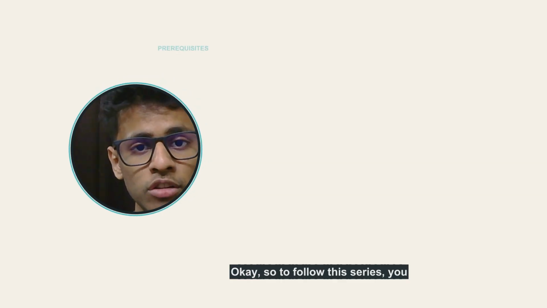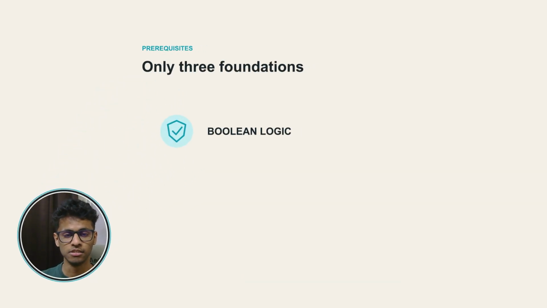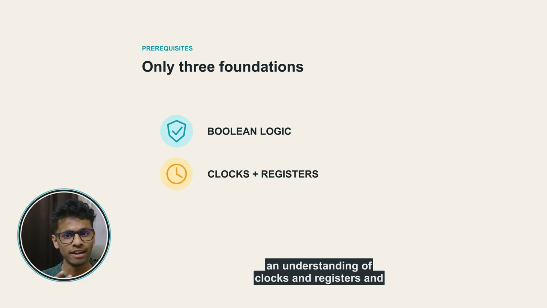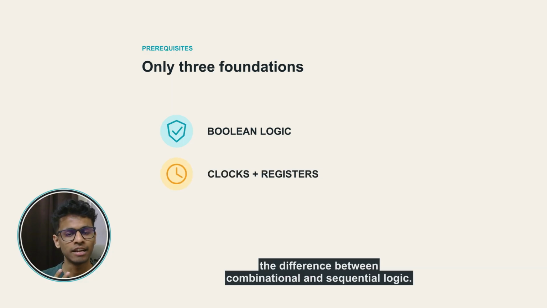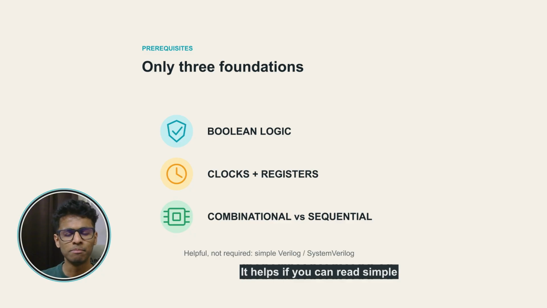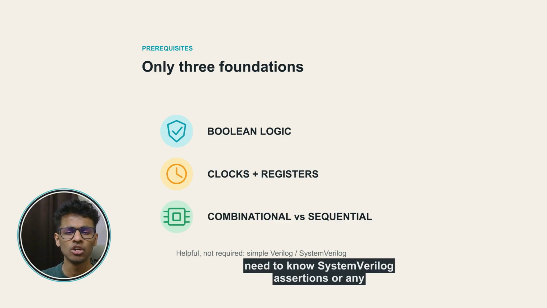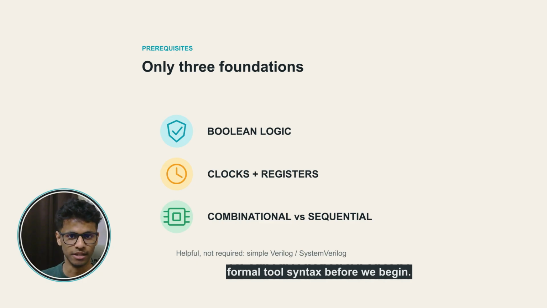Okay, so to follow this series, you only need 3 foundations: basic Boolean logic, an understanding of clocks and registers, and the difference between combinational and sequential logic. It helps if you can read simple Verilog or SystemVerilog, but you do not need to know SystemVerilog Assertions or any formal tools syntax before we begin.